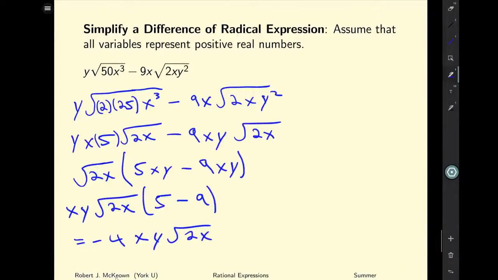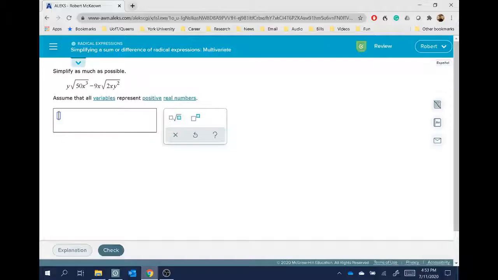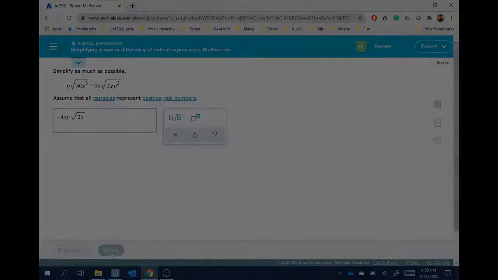Why don't we put it in ALEKS and see if it is the answer. Here's ALEKS. I'm putting in our answer, negative 4xy. And here's the square root symbol that I want to use, and we've got 2x down there. I click on the check button, and we got the right answer.